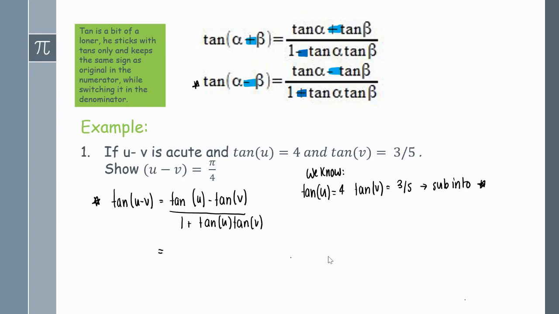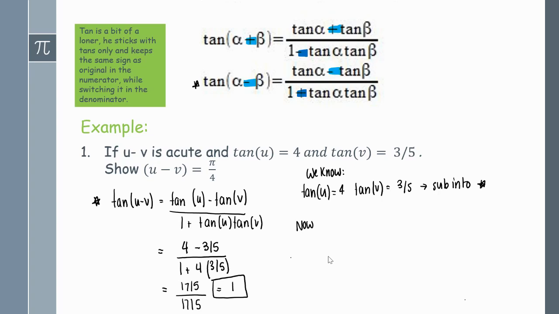Here's what we end up with. I'll get 4 minus 3/5 divided by 1 plus 4 times 3/5. You can put this into the calculator or do it in your head, up to you. But in the end, I think we'll get something like 17 on 5 for the numerator and 17 on 5 for the denominator. Well, that's just equal to 1. So I know that tan u minus v equals 1.